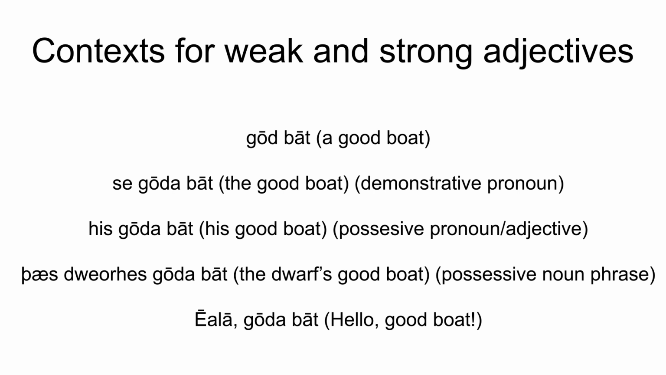Adjectives are declined weak when they're modified by a demonstrative pronoun, as in se goda bat, a possessive pronoun or adjective like his goda bat. Adjectives are also declined weak when they're preceded or modified by a possessive noun phrase, as in thas dwerges goda bat, and in so-called vocative expressions, such as eala goda bat. Hello, good boat. In no other contexts are adjectives declined weak; they are declined strong. In other words, whenever you're confronted with a question like, is this adjective weak or strong, all you need to do is look at the context in which it appears.